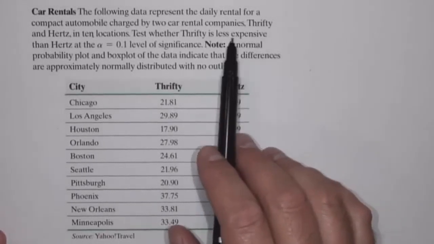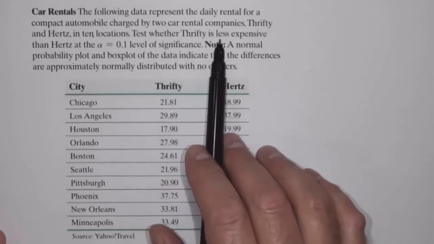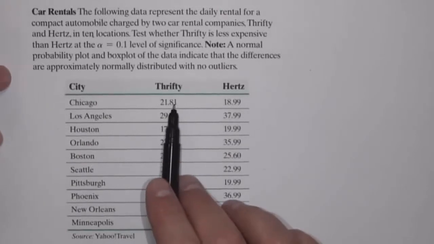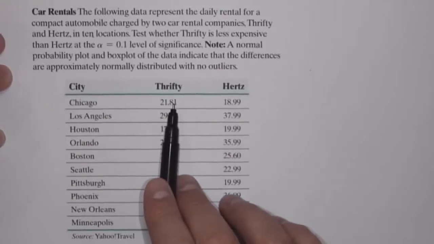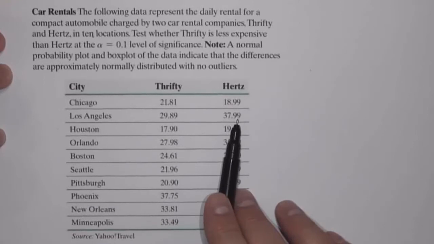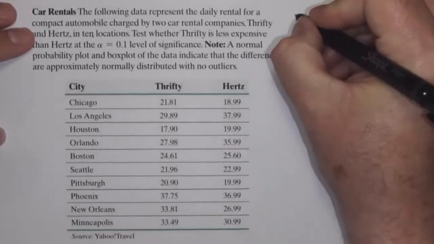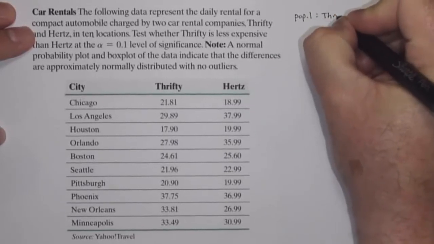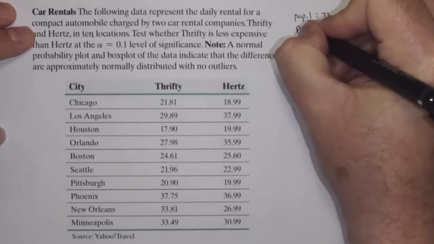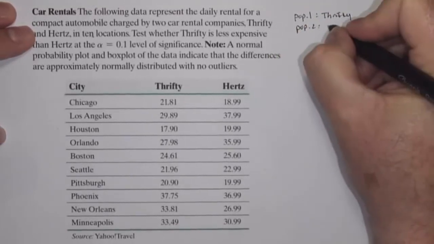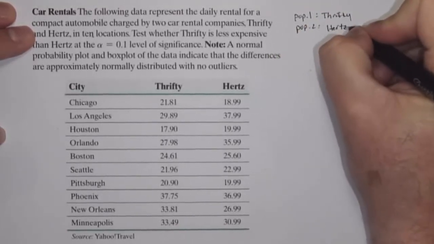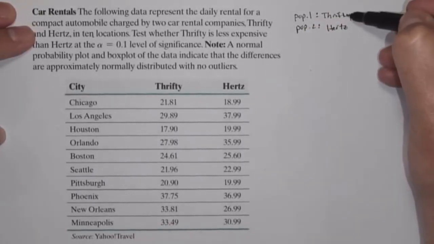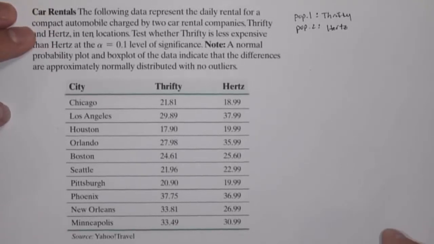We're supposed to test, is Thrifty less expensive than Hertz? So on average, is the price of Thrifty rental cars cheaper than the price of Hertz rental cars? If I think of Thrifty as population 1, and if I think of Hertz as population 2, just so that I keep it straight, then I want to know, is population 1 on average less than population 2?